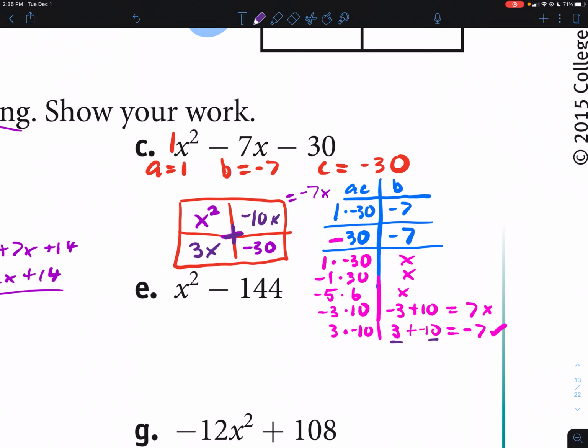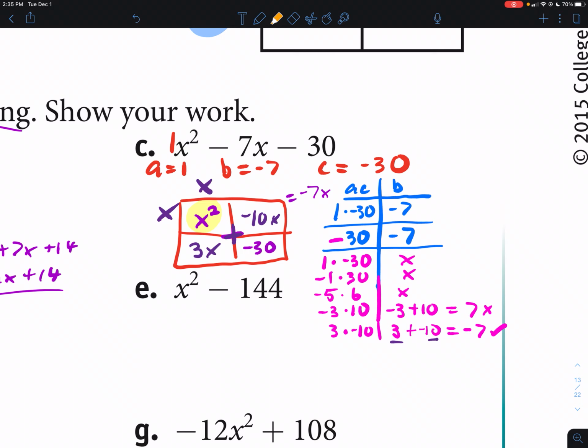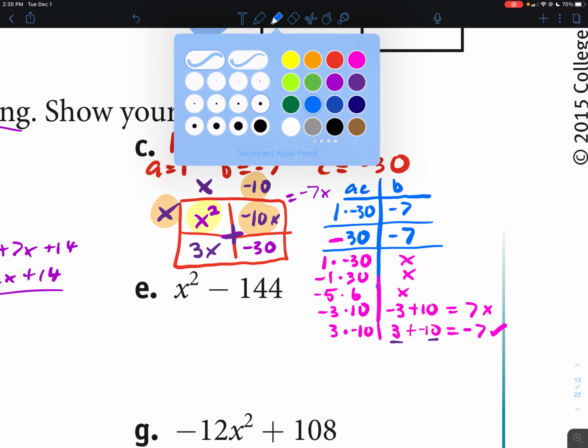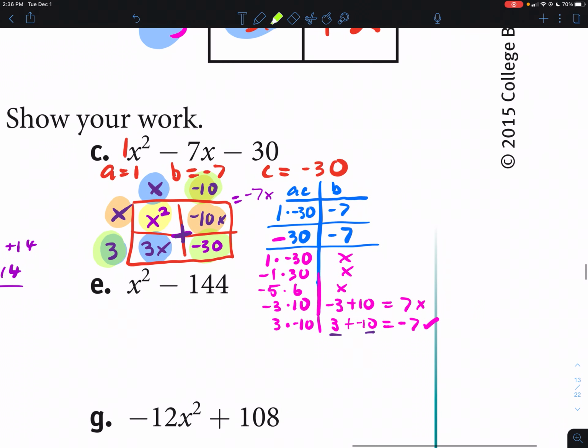Okay, so we know x times x gives us x squared. Okay? Then think, what times x would give us -10x? So that would have to be -10. And then what times x would give us 3x? Well, that's going to be 3. And then you can check your answer by looking, is -10 times 3 going to give us -30? It does. So our answer is going to be x minus 10 times x plus 3.